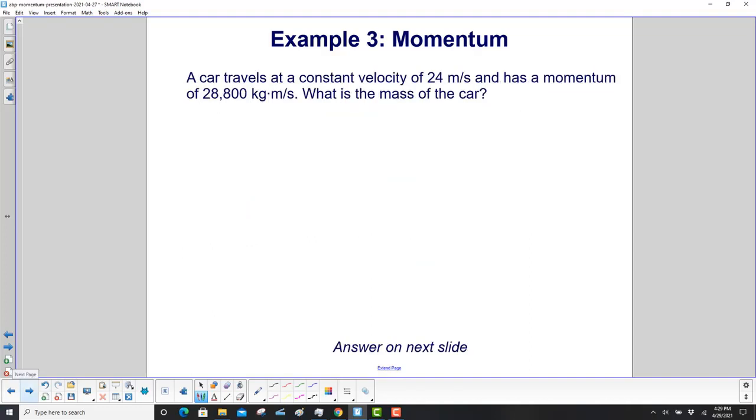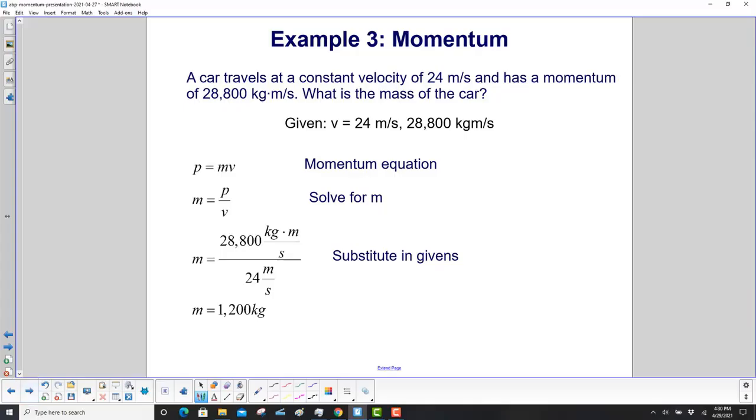A car travels at a constant velocity of 24 meters per second and has a momentum of 28,800 kilogram meters per second. What is the mass of the car? We start with our momentum equation, and since we're looking for mass, we have to isolate that variable. So we'll divide both sides of the equation by v, and then switch it around so mass is on the left side. So mass is momentum over velocity. Substitute in the momentum and the velocity, do the division, and we get 1,200 kilograms.